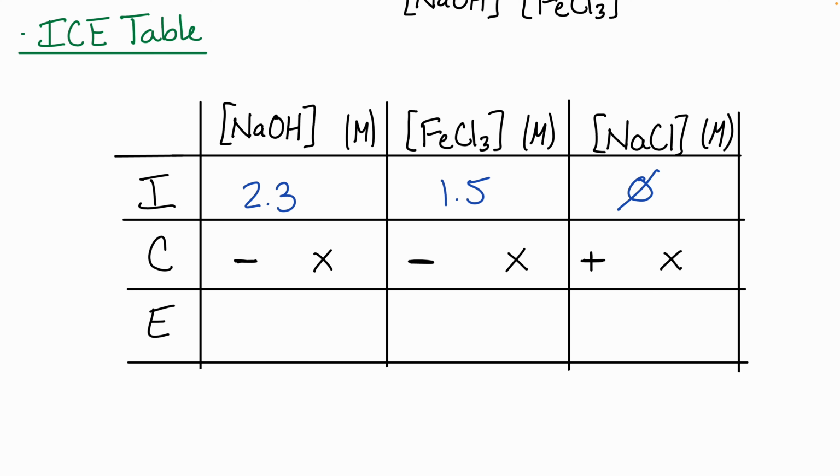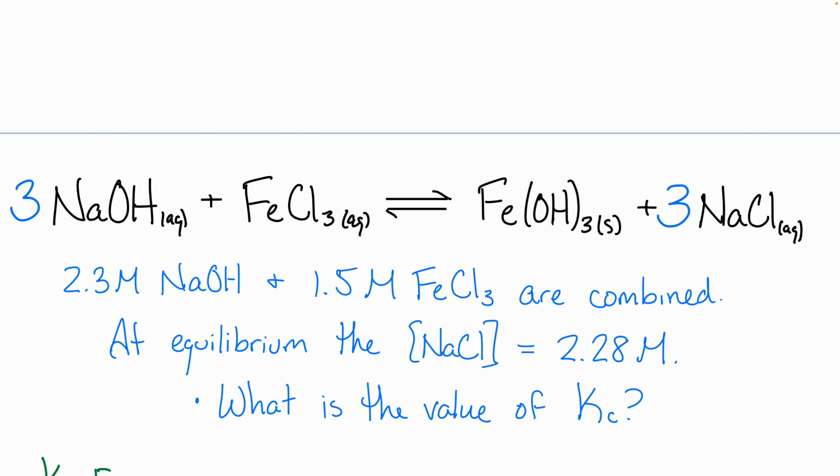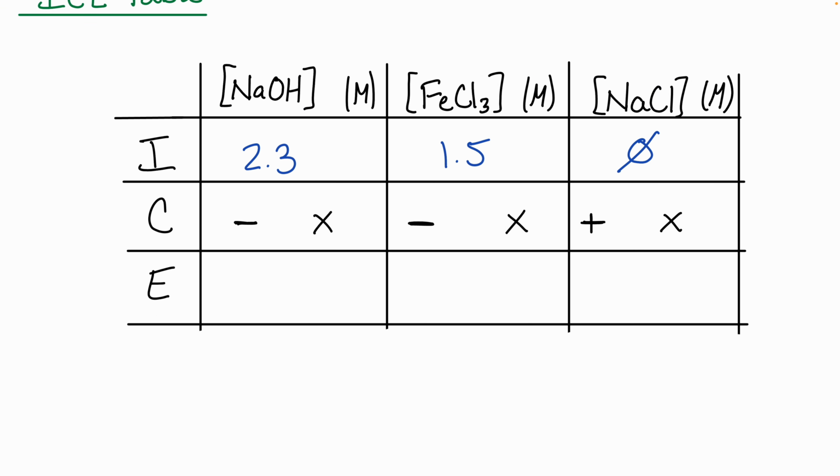All right. And then I also need to include those stoichiometric coefficients. Right. So sodium hydroxide had a 3. Iron chloride just had a 1. And sodium chloride had a 3. So those are going to appear down here as well. If it's a 1, we don't have to bother writing it.